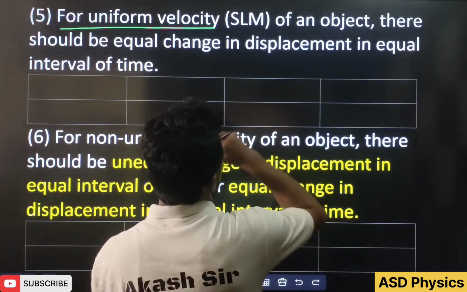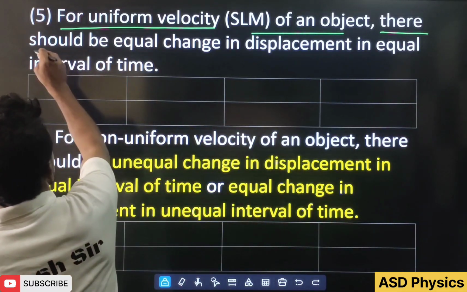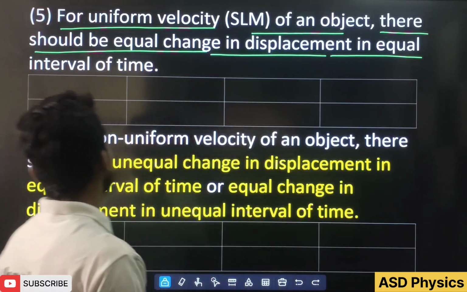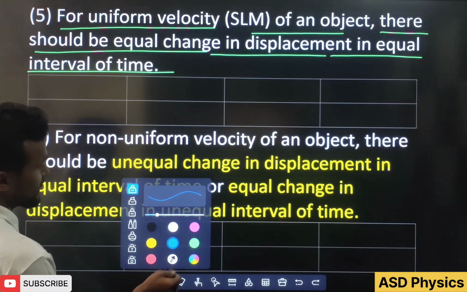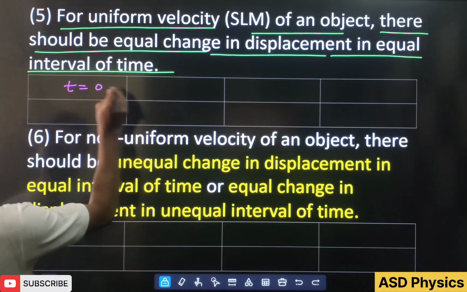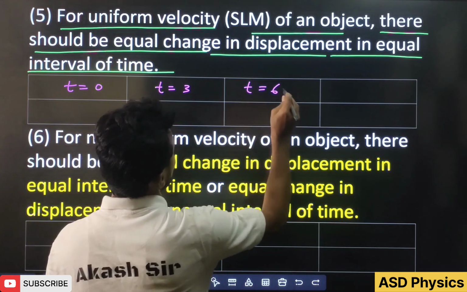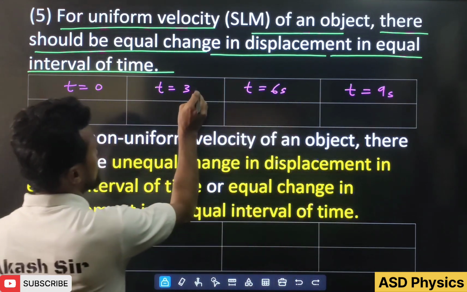Okay, so for uniform velocity of an object, there should be equal change in displacement in equal intervals of time. Here, for example, I have taken the times t equal to 0, t equal to 3, t equal to 6, and t equal to 9 seconds.